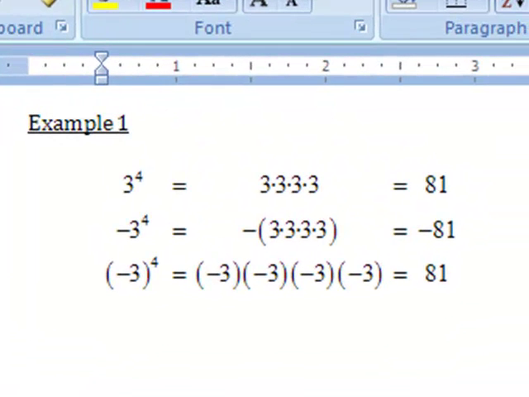In the second example, we're going to take a look at what happens if we take negative 3 to the 4th. Now, in this case, the 4 is applying to the 3 only. The negative is going to take the opposite of whatever the answer is. So as you can see in the next step in the example, we have the negative of 3 times 3 times 3 times 3, or we end up with negative 81.